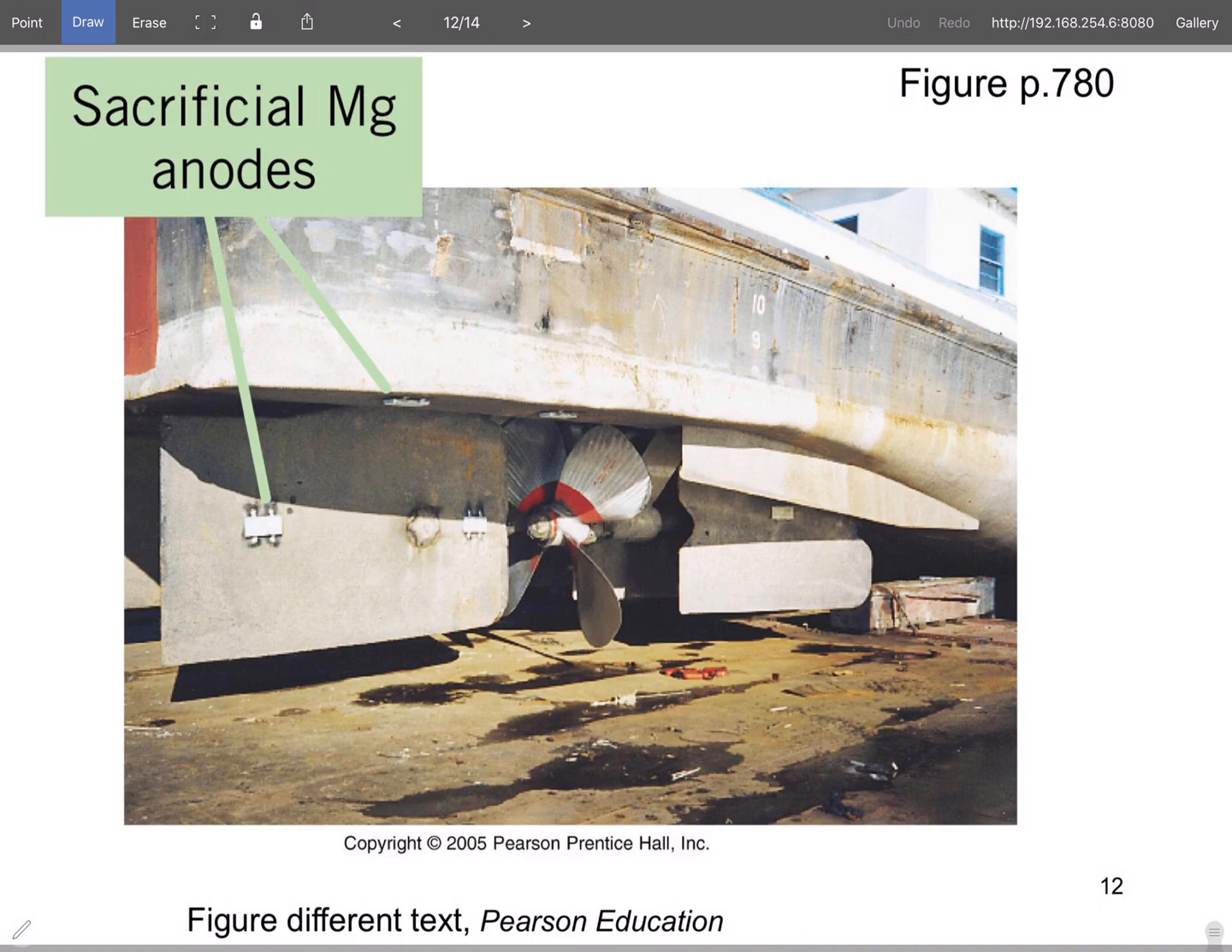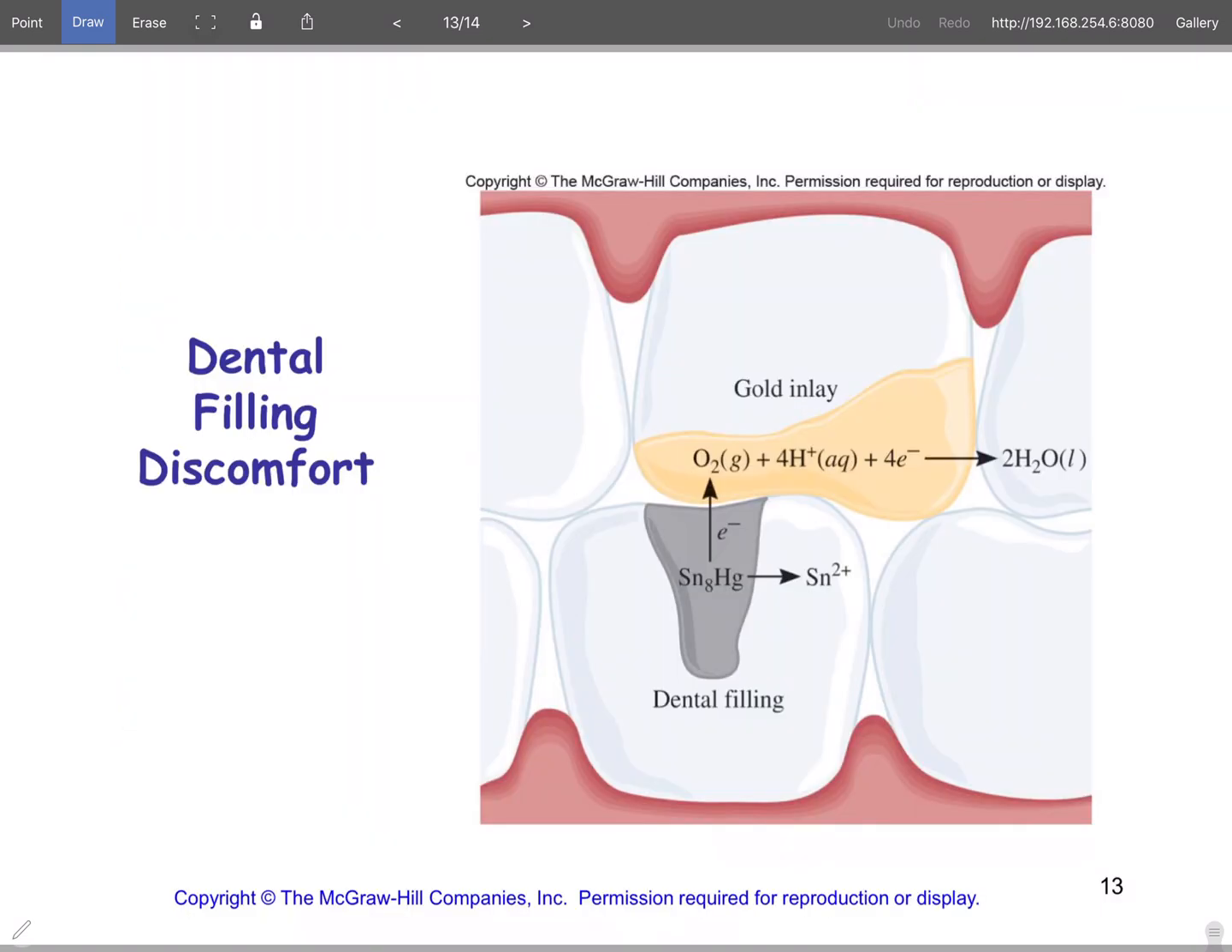On ships, you see these little areas right here. What they've got is they unbolt them, put more of the sacrificial anode right in there, and then bolt them back on. And if you'll notice, they're below the water line, and it works on the entire ship as it goes.